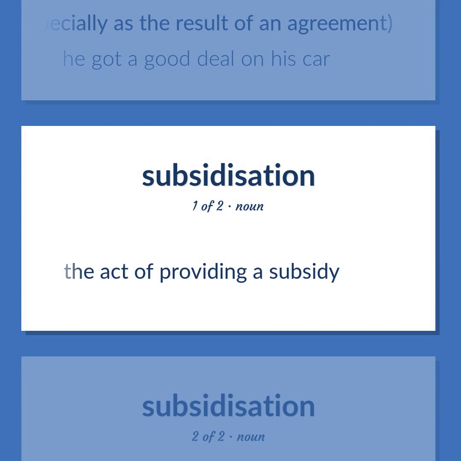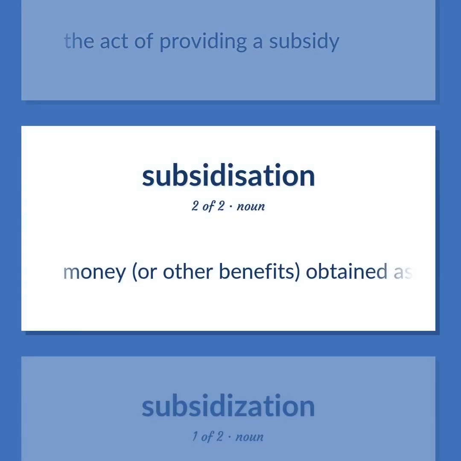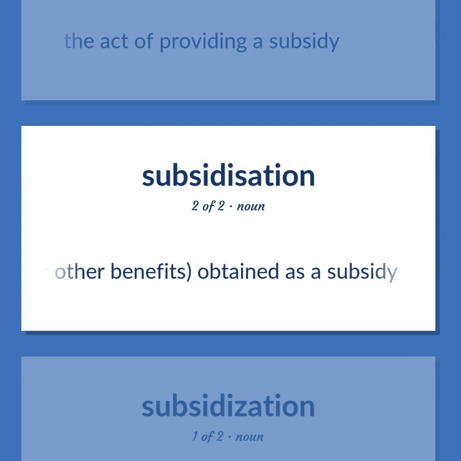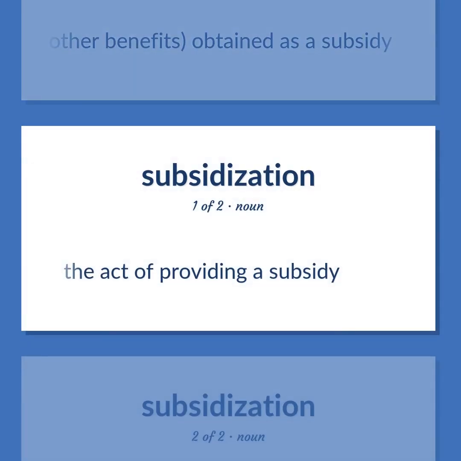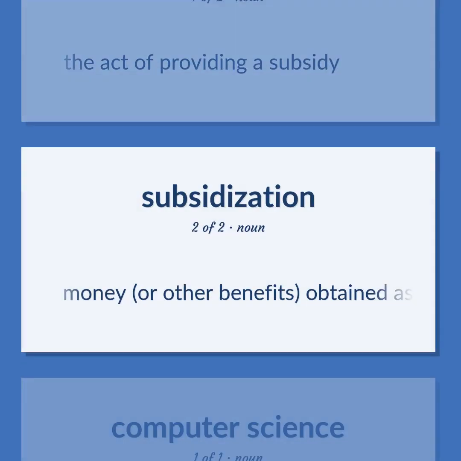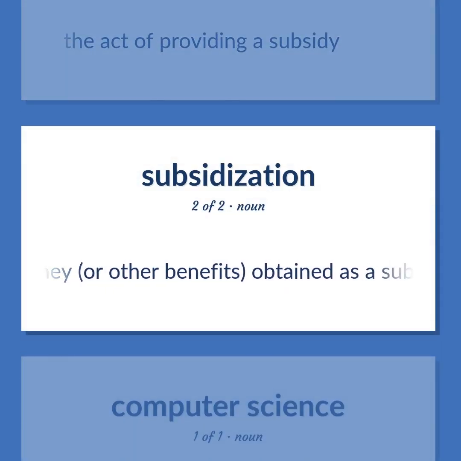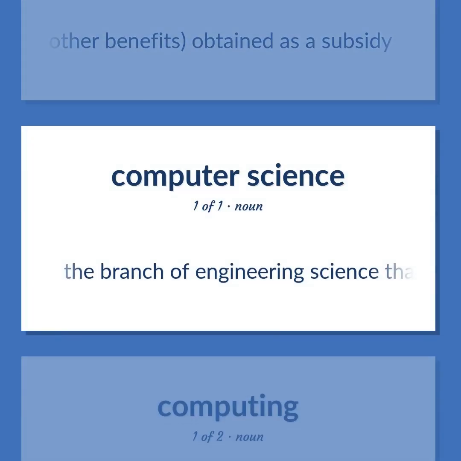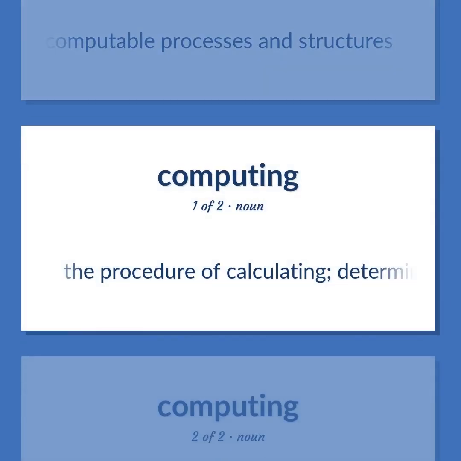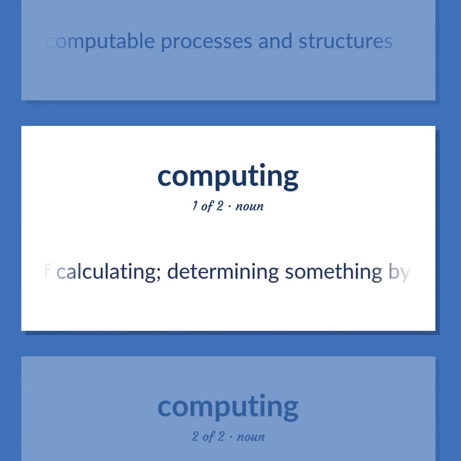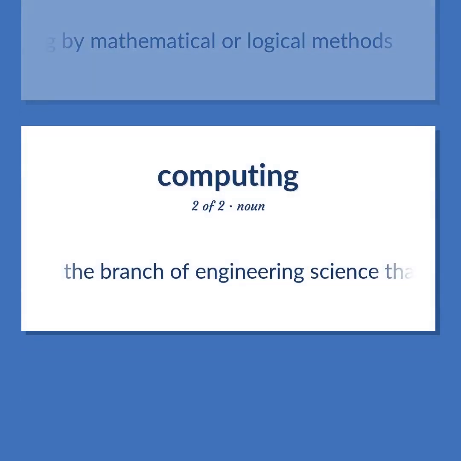The act of providing a subsidy. Money, or other benefits, obtained as a subsidy. The branch of engineering science that studies, with the aid of computers, computable processes and structures. The procedure of calculating, determining something by mathematical or logical methods. The branch of engineering science that studies, with the aid of computers, computable processes and structures.